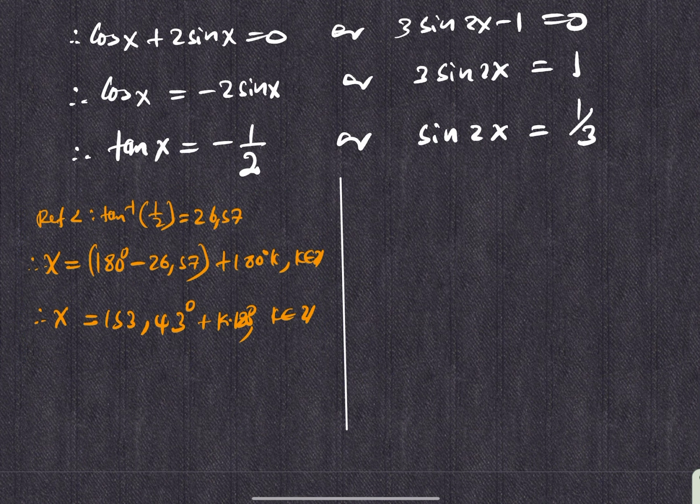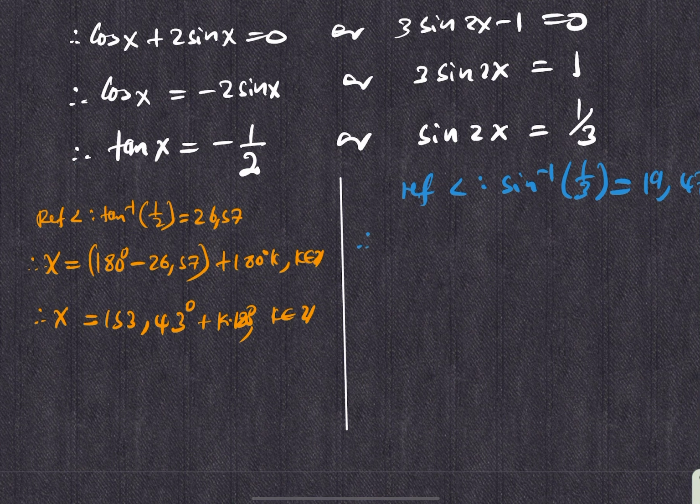Now you need to get the other one. For the other one, you're still going to get your reference angle. The reference angle is going to be the arcsine of 1/3. Let's check what you get then. The arcsine of 1/3, I'm getting 19.47 in my calculator. So you're going to check where sine is positive. Sine is positive in two situations, the first quadrant and the second quadrant.